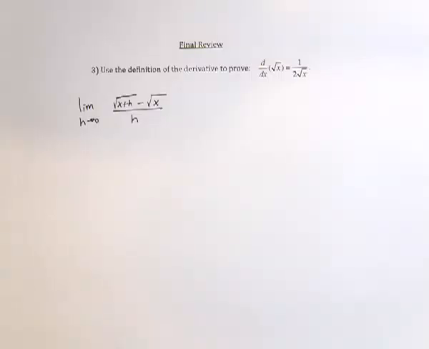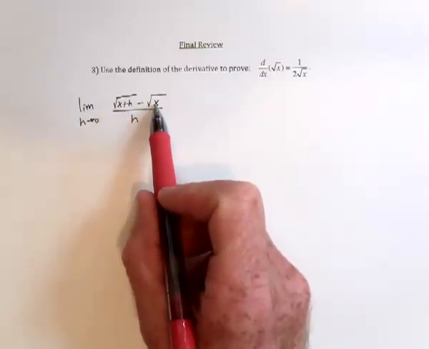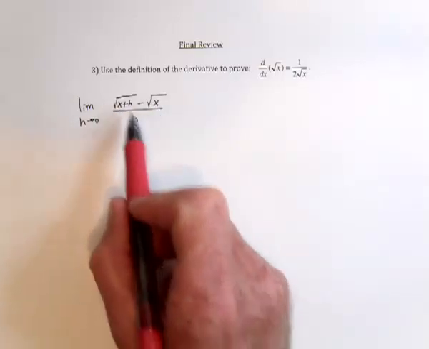Alright, now we need to do some algebra. So if you can imagine these square roots not there, what would happen is we would have this, so it would be x minus x, those would be gone, and then the h's would cancel, and then we would no longer have division by 0.